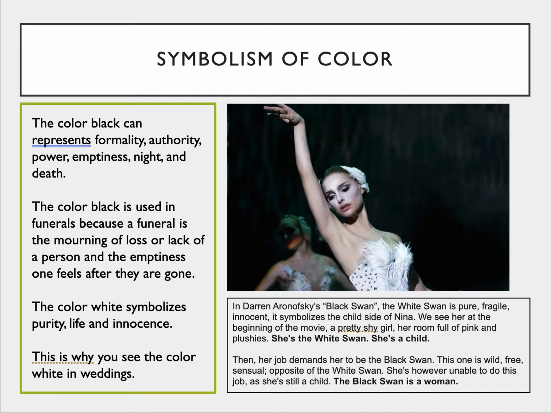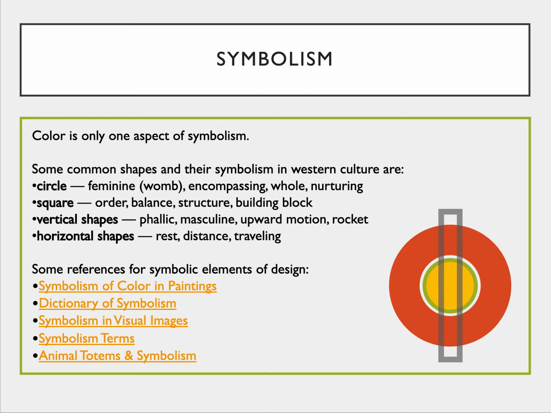In The Black Swan by Darren Aronofsky, the white swan represented a child, and the black swan represented a woman. And that's symbolism, right? The symbolism of color specifically. And of course, color is only one aspect of symbolism.